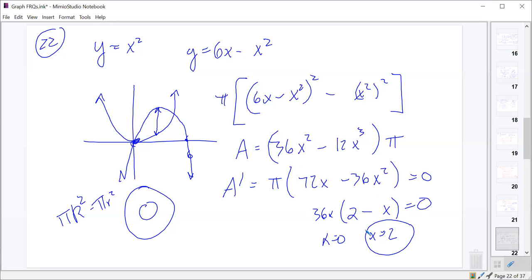We can prove that's a max in 2 different ways. One is with a sign chart, which we've been doing. The other is with a second derivative. So let's do the second derivative since we only did that once. A double prime ought to be pi times 72 minus 72x. And if I plug in 2 to that, A double prime of 2 is less than 0, which indicates that the function is concave down and that it has a max at that x equals 2 value. Any questions there on 22?